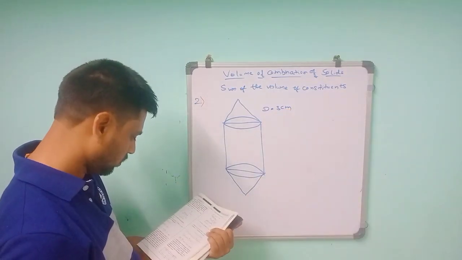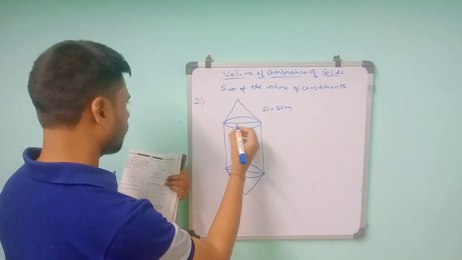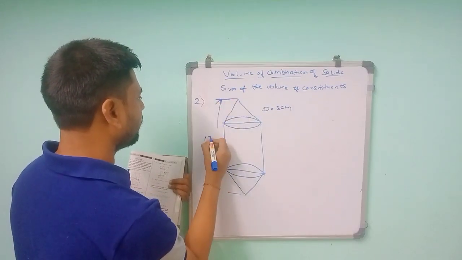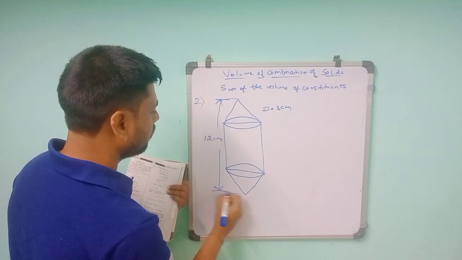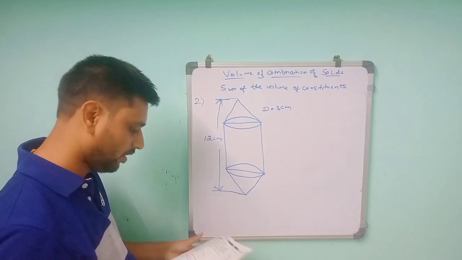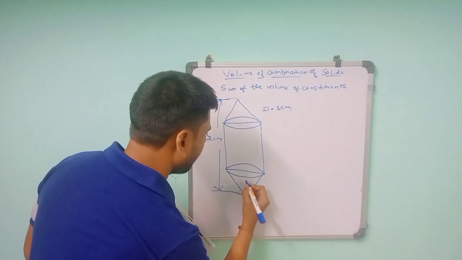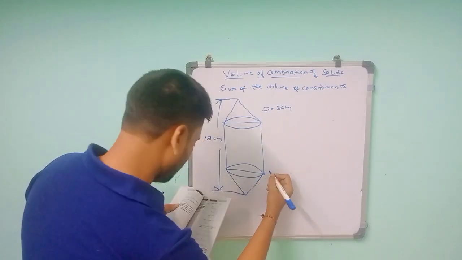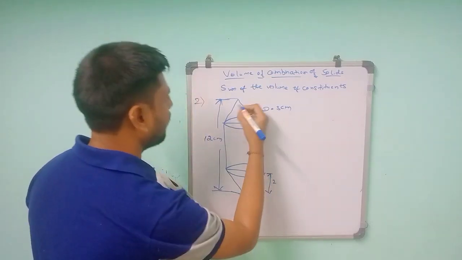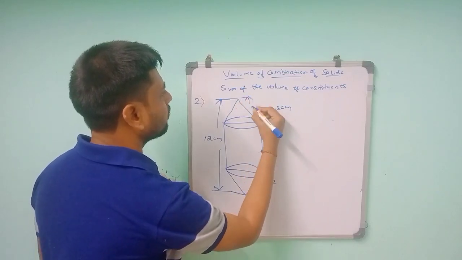And its length is 12. So the total length is 12 centimeter, and the diameter is 3 centimeter. Then each cone has a height of 2 centimeter. So this is the height of the cone, given as 2 centimeter. This is 2 centimeter, and the other side is the same, 2 centimeter.